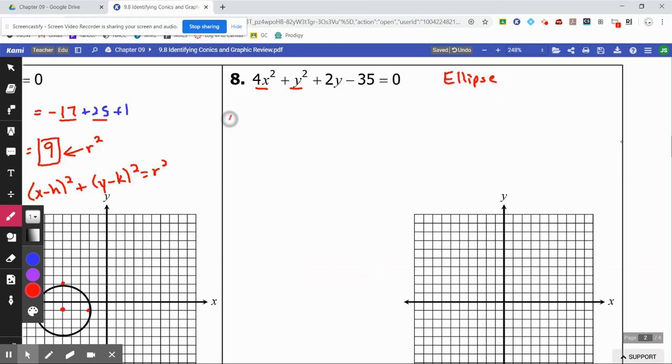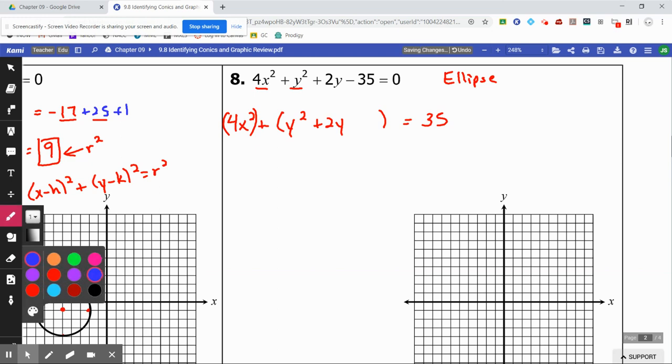Start out the same way. Group your x squared stuff together. So we have 4x squared. Well, there's no other x term. Group your y squared stuff together. You have y squared plus 2y. And I'm going to go ahead and put those in parentheses just to show you that I grouped them. Move the 35 over to the other side.